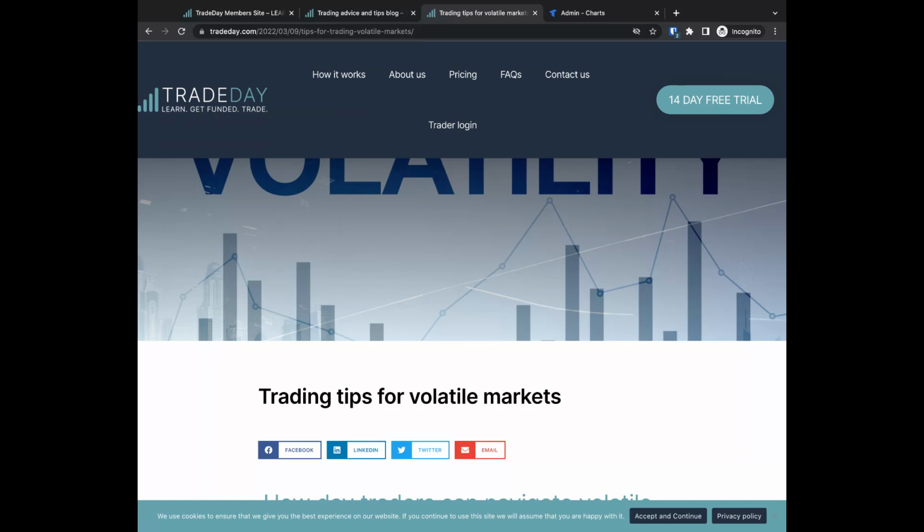Widen your stops, reduce your position size, and take your position in the market with micros instead of minis, or if you're trading four minis, take it with one mini, give yourself more opportunity. Things are going to happen quickly in these markets, and you're going to get stopped out quickly.